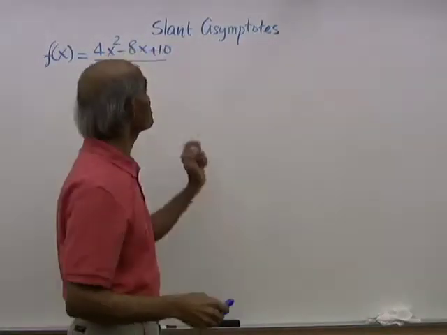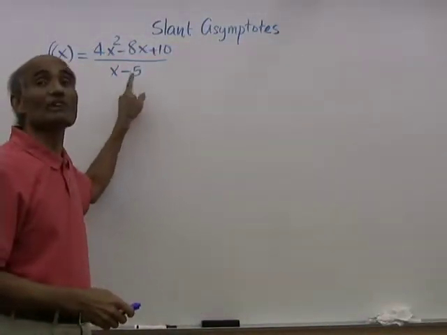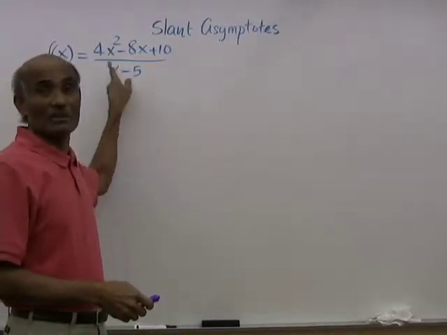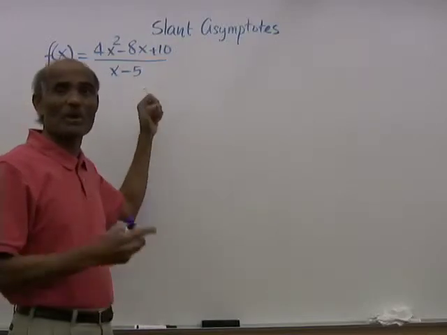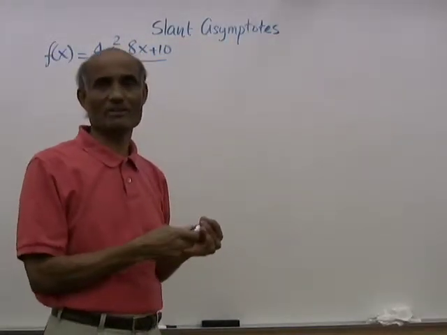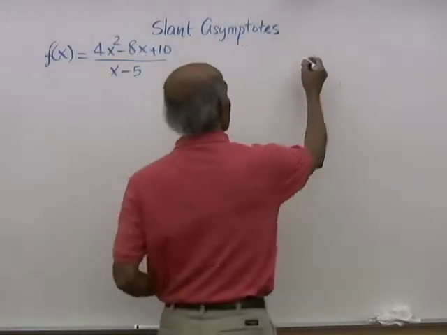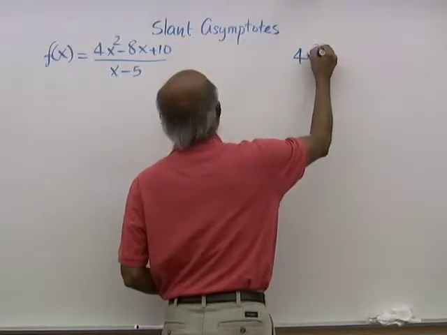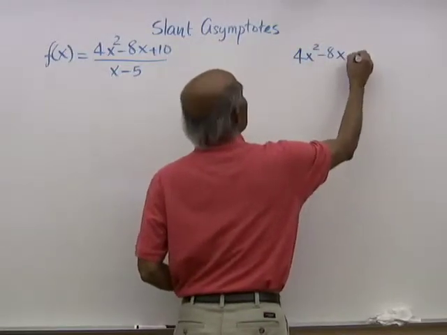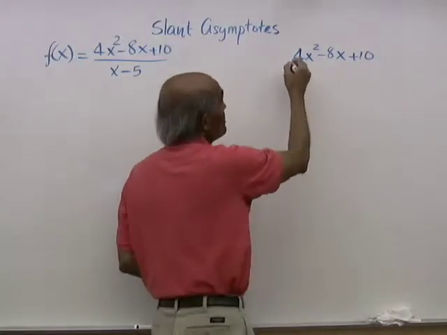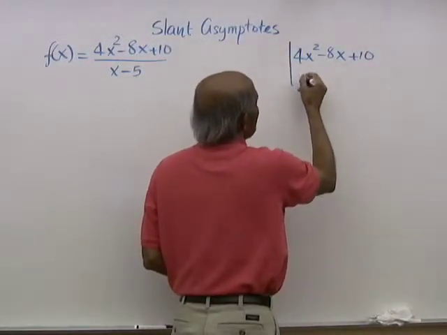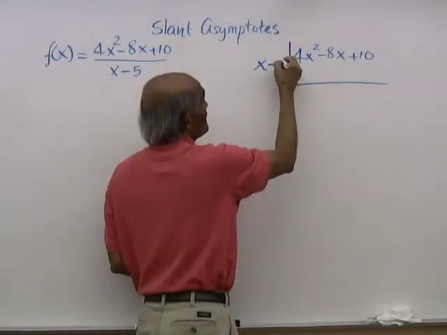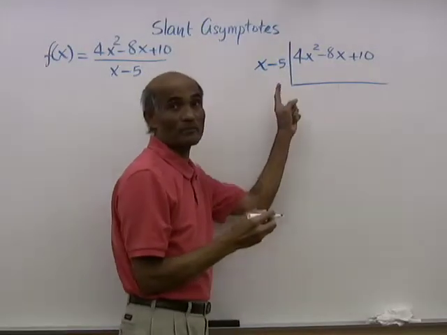In order to find the slant asymptote, what we need to do is use the long division method. In other words, divide the numerator by the denominator using long division. Now, I'm sure you recall that method. Let's do that on the right side of the board. This will be 4x squared minus 8x plus 10, divided by x minus 5. And how do you do the long division?